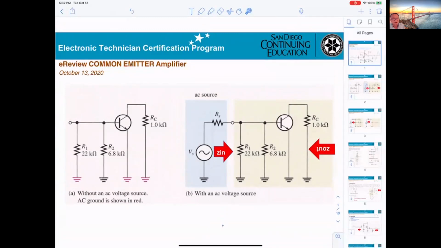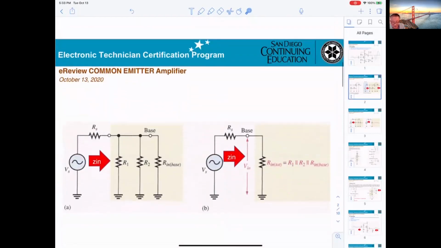Okay, so now on this second one, we're talking about two things: input resistance and output resistance. Input resistance means from the source here, you're looking into the transistor. How much resistance you get, that's what they call input impedance. In some books they say input resistance, that doesn't matter. And looking into the output, that's what they call output resistance. Now, this is a little more detail.